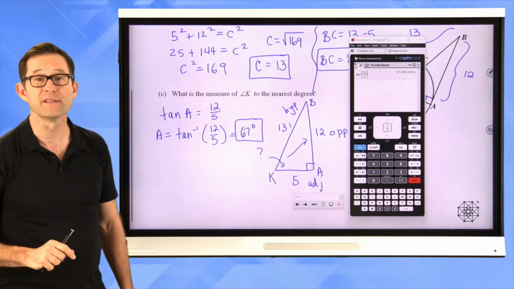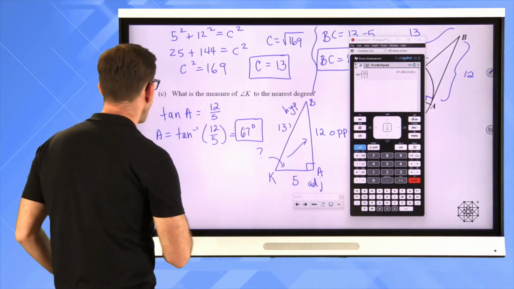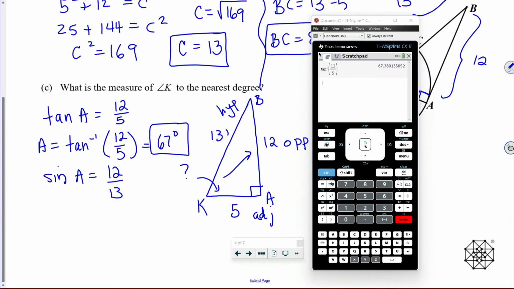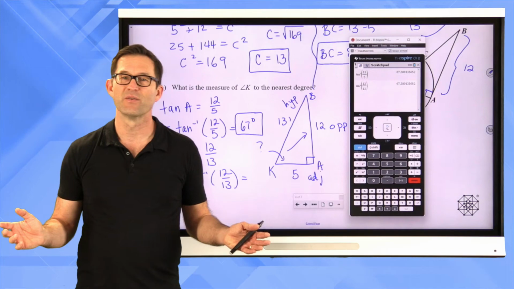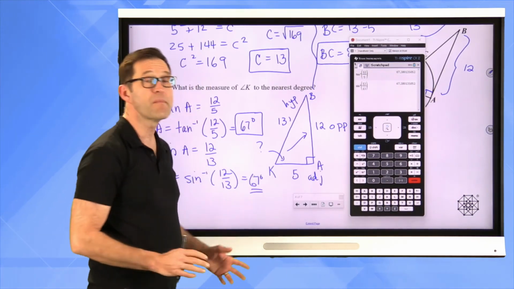Again, probably the thing that is most challenging about this problem is that any one of the three would work. For instance, I'm not going to do all three of them, but I could have said the sine of angle A is 12/13. And then I would have known that A was equal to the inverse sine of 12/13. And when I do that, trig, inverse sine of 12/13, I get exactly the same answer, right? 67 degrees. So it doesn't matter in that case.